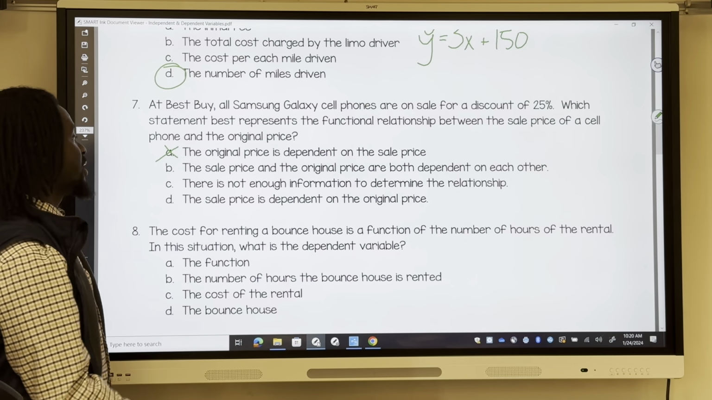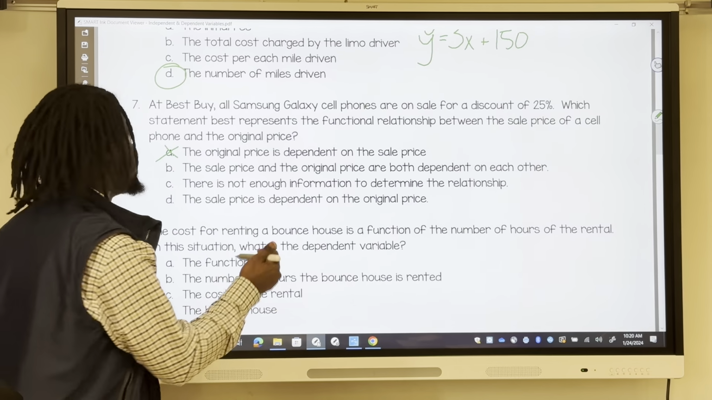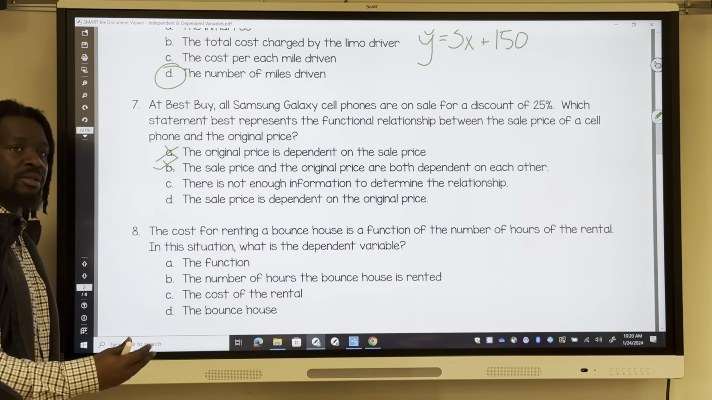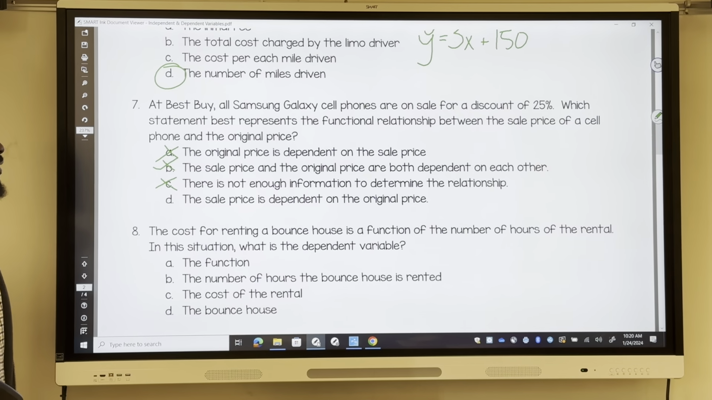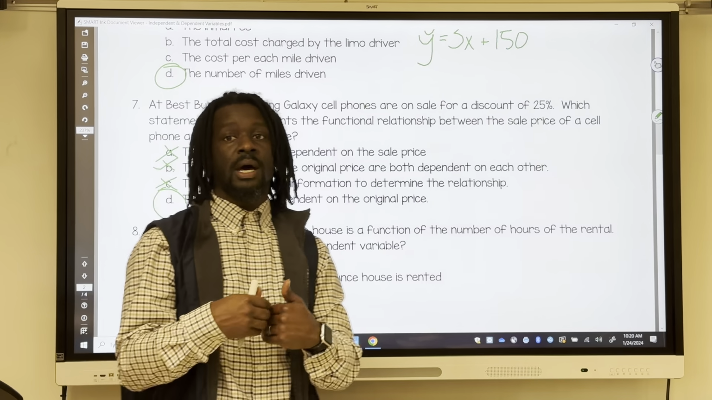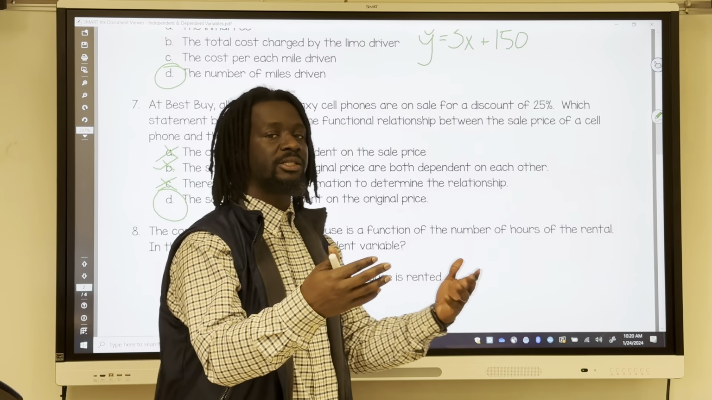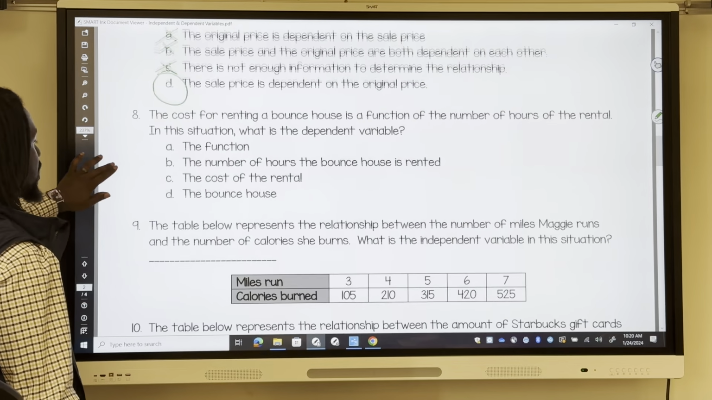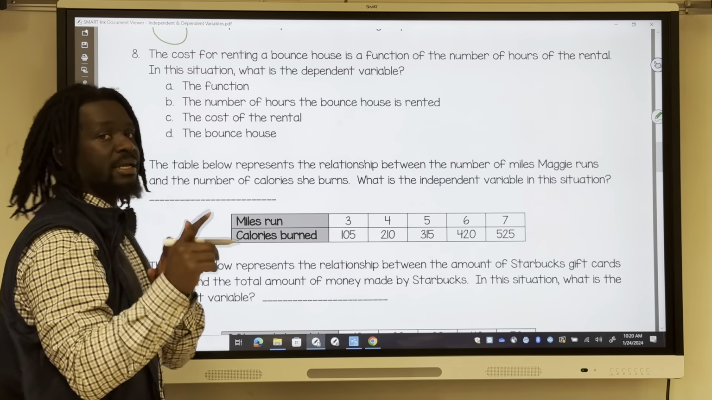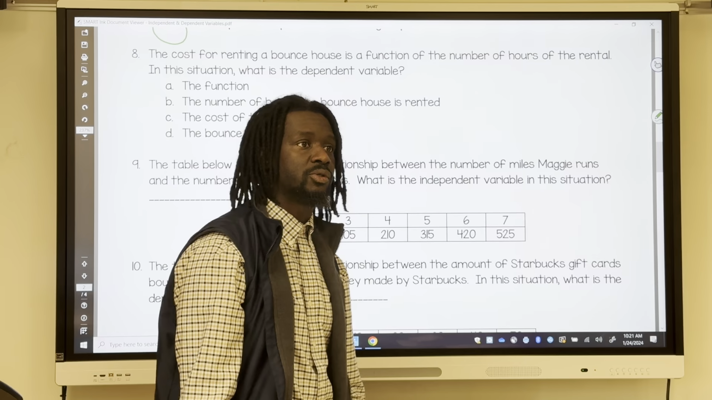The sale price and the original price are both dependent. Can both of those be dependent on the other? Nope, that makes sense. There is not enough information to determine the relationship. Nope. D, the sale price is dependent on the original price. So how much the sale price, the discounted price, will be depends on how much it was originally. Right. And then the last few questions here, matter of fact, hey, see if you can answer these on your own. And then let's finish up the video and I'll give you the answers.